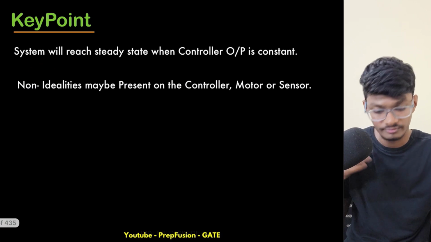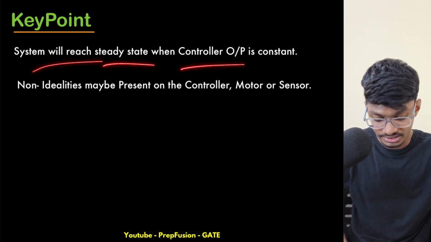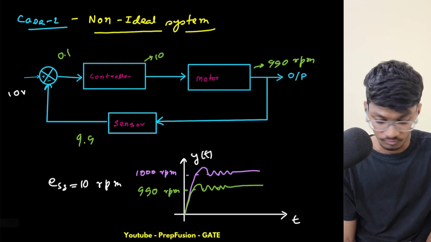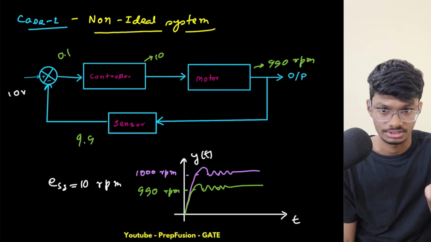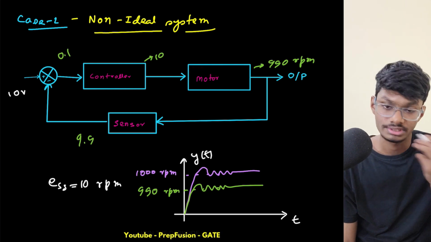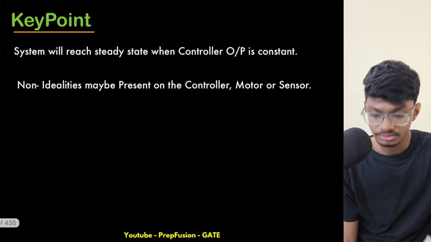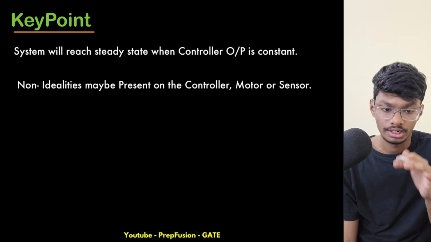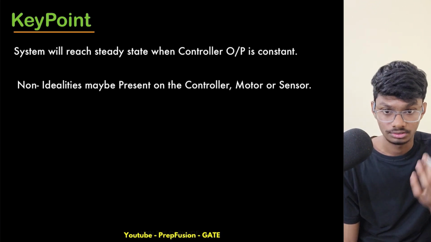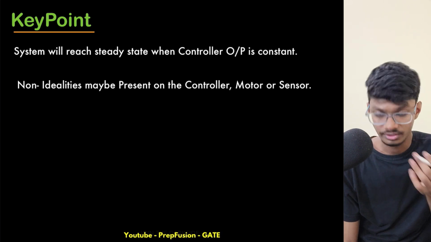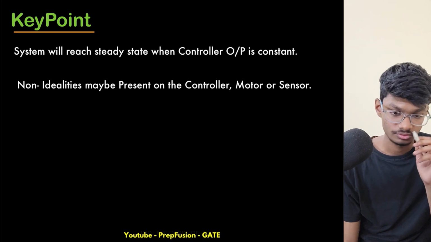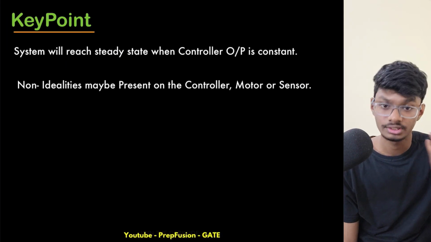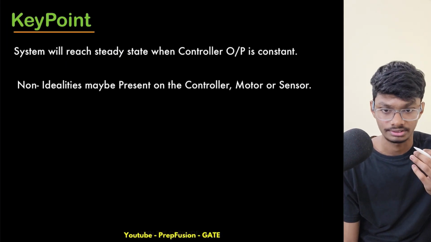Here I've explained that the system will reach steady state when my controller output is constant. If my controller output is constant, it won't change. Then obviously this motor won't change its speed. So this is what I have written here. These are the key points that you need to keep in mind. But don't worry, I'm just explaining the actual theory behind this. When you solve the question, you just have to solve it using one thing that you need to keep in mind. For explaining the concept behind this, I'm explaining this.